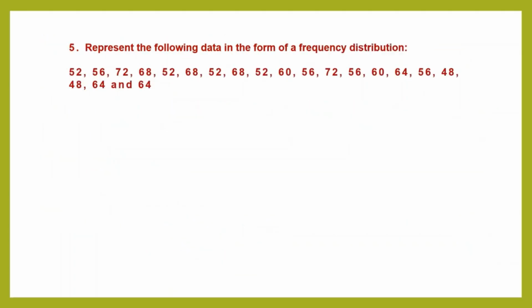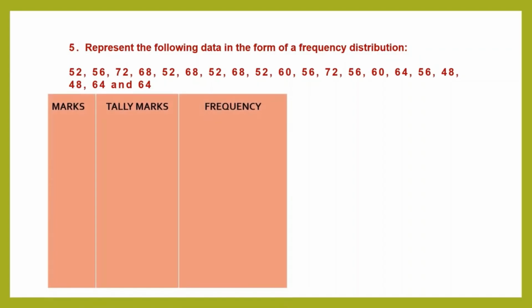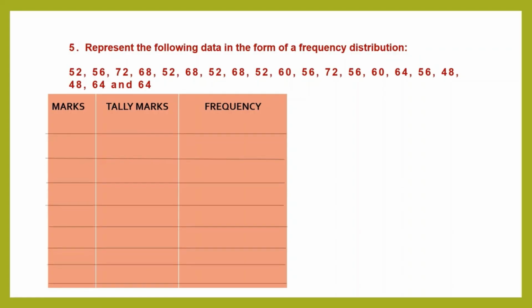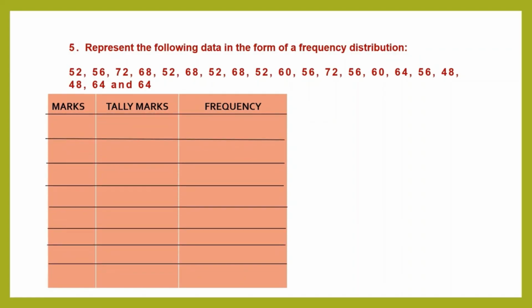Now question 5. Represent the following data in the form of a frequency distribution. So we have to draw the table. The first step is to make 3 columns in the table. The 3 columns are marks, tally marks and frequency. And then we have to arrange all these numbers in ascending order, from the smallest to the biggest. So that's the first thing we need to do.